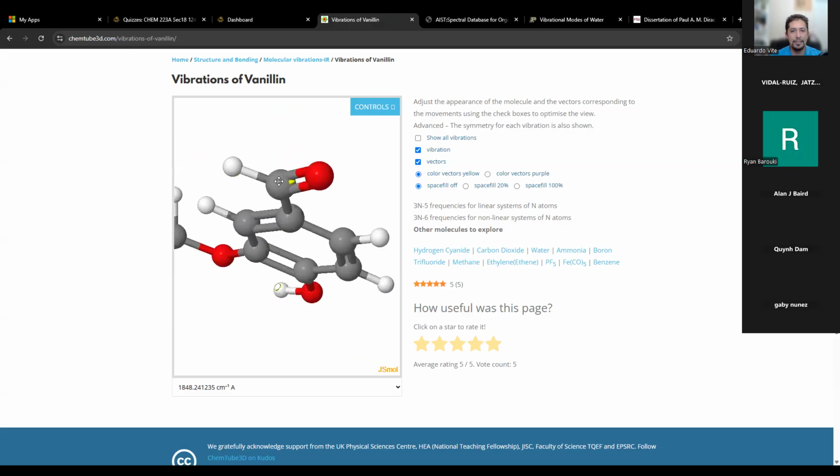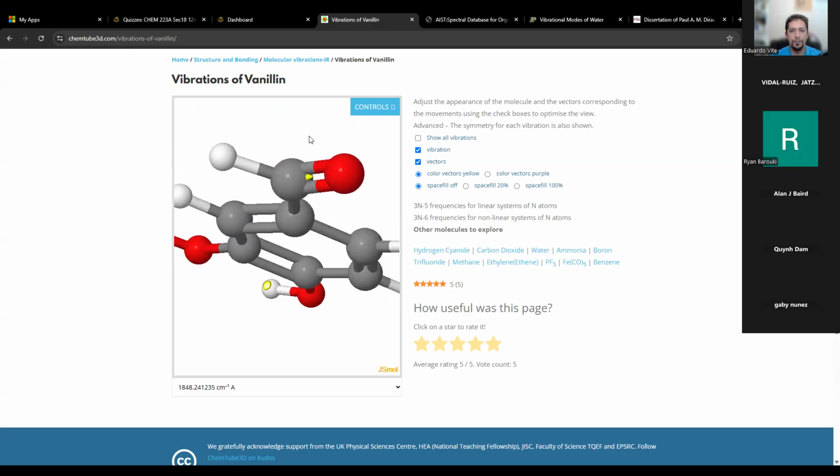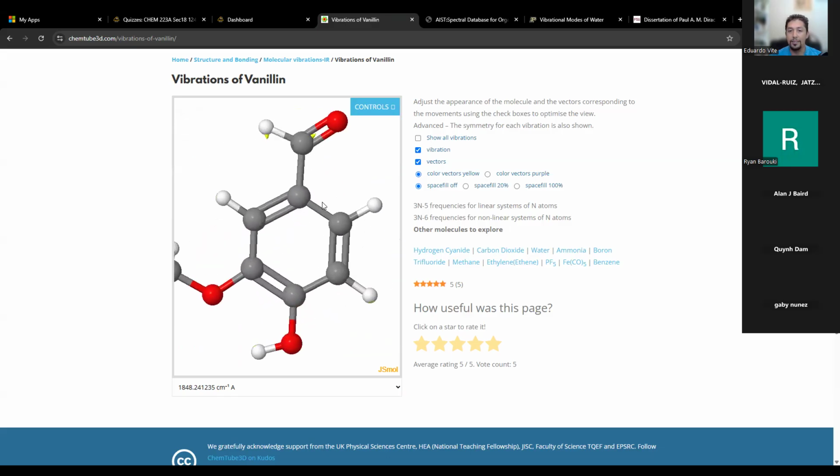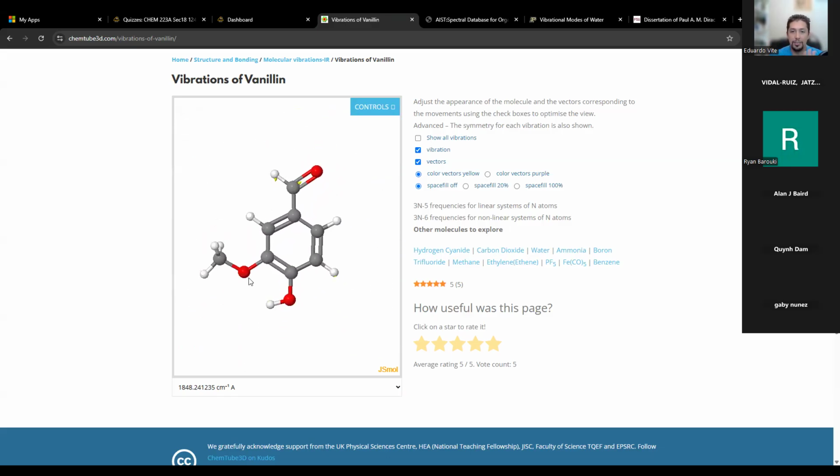This aldehyde, the carbon-oxygen double bond right there, is vibrating by itself. There is a slight bending motion on the lower double bond, but this is strictly its own vibration right there. And that happens at 1848. And notice that nothing else, apart from the slight wiggling, is actually vibrating with that same intensity. So again, hopefully this illustrates in actual visual terms how the vibrations only happen at specific energies.